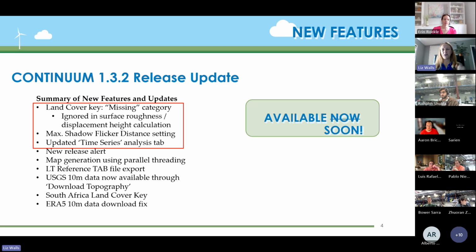I also was really hoping that it was going to say available now during this town hall, but I'm troubleshooting map generation using parallel threading, and I'm very close, but not quite there. So I'm really hoping that it will be the next couple of days, but when the new release is officially ready, we will send out an email to everyone on this town hall, as well as post it on the website. So now let's talk about some of these new release updates for the software.